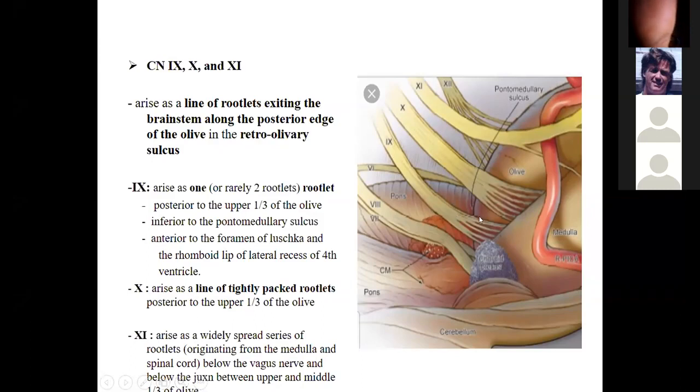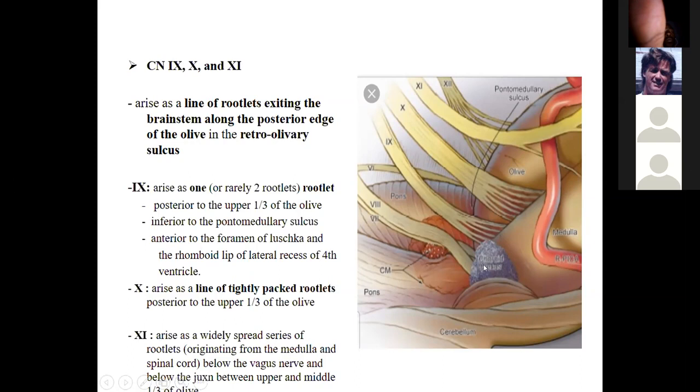Most often it is one rootlet, compared to the other cranial nerves, for example the accessory nerve, which has many rootlets, the hypoglossal nerve, many rootlets, and the vagus nerve, which has a tight number of rootlets. So the glossopharyngeal nerve arises mostly as one rootlet, posterior to the upper third of the olive, inferior to the pontomedullary sulcus here, and anterior to the foramen of Luschka.